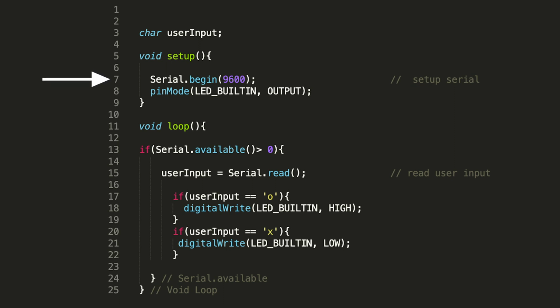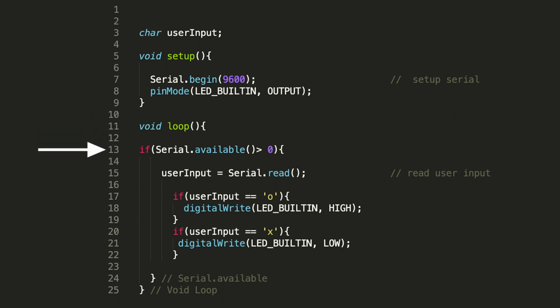We do Serial.begin(9600). And that's an important value to note because we'll need to match that on the Python side. Next, we initialize the built-in LED. So we do pinMode, LED_BUILTIN, and then we set that pin to an output. In the void loop, or the program that's continuously running, this is where we're waiting for a serial input.